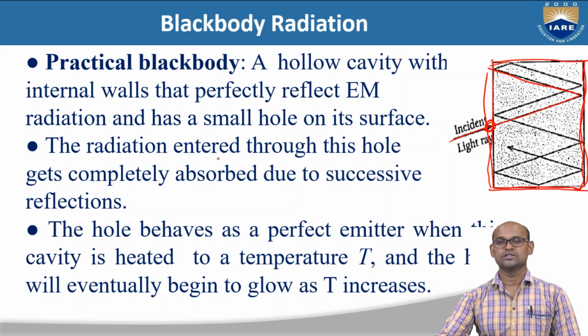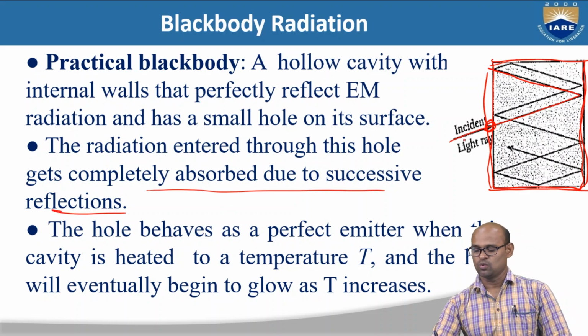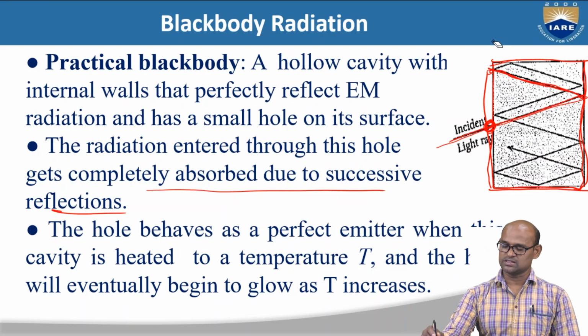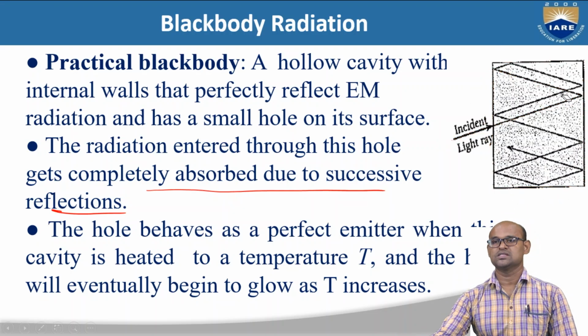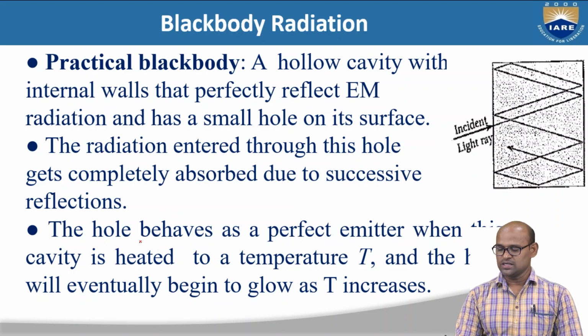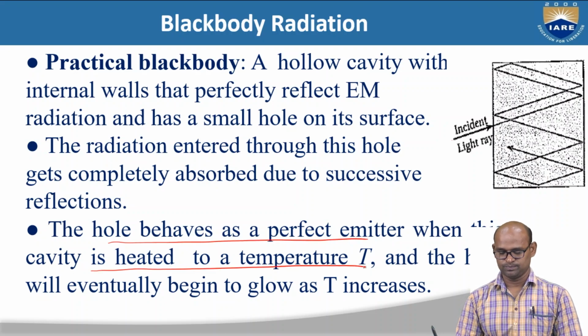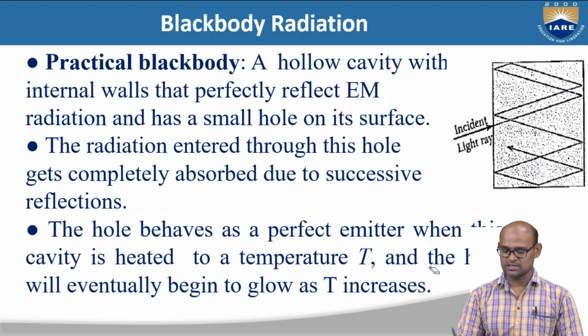The radiation that enters through this hole gets completely absorbed due to successive reflections. We send the light inside through this hole, and some of the energy is absorbed at each reflection. So successively, all the radiation falling on the walls of the black body gets absorbed. Once it absorbs all the radiation, we heat this black body, and the hole behaves as a perfect emitter when this cavity is heated to a temperature T, and eventually it begins to glow as the temperature increases.